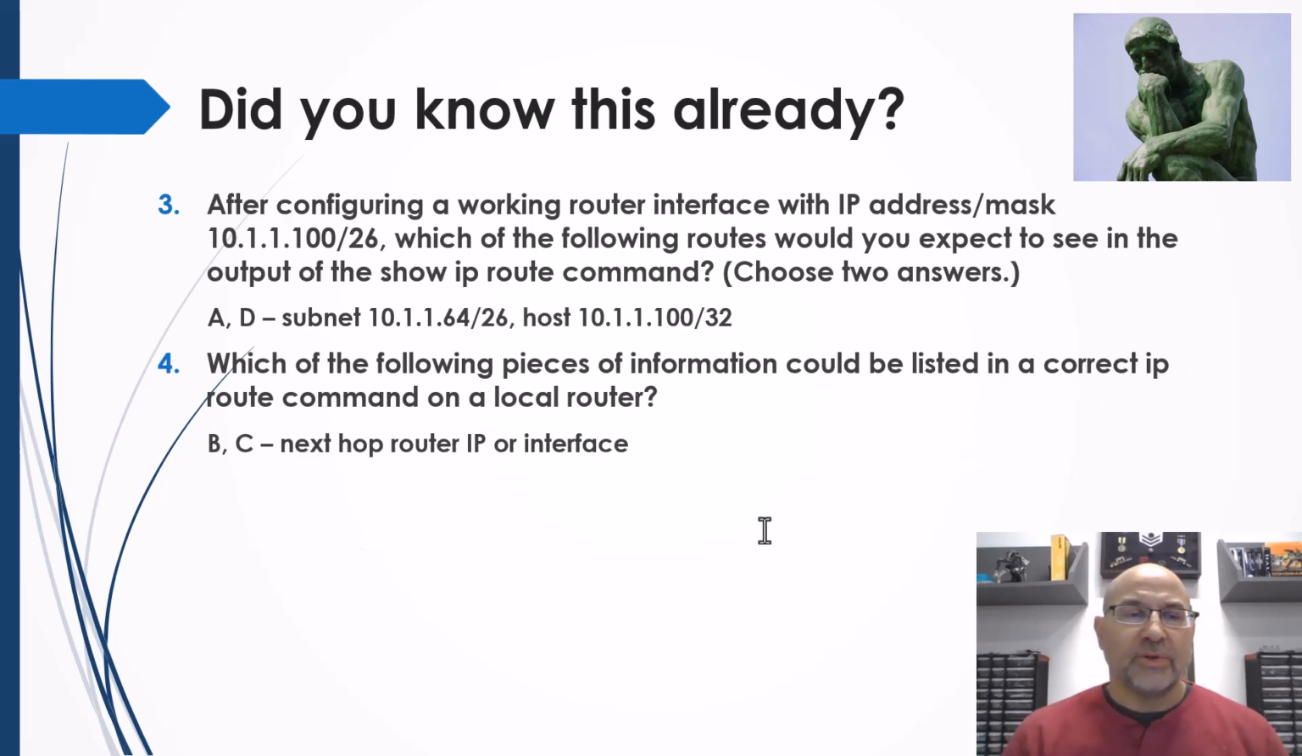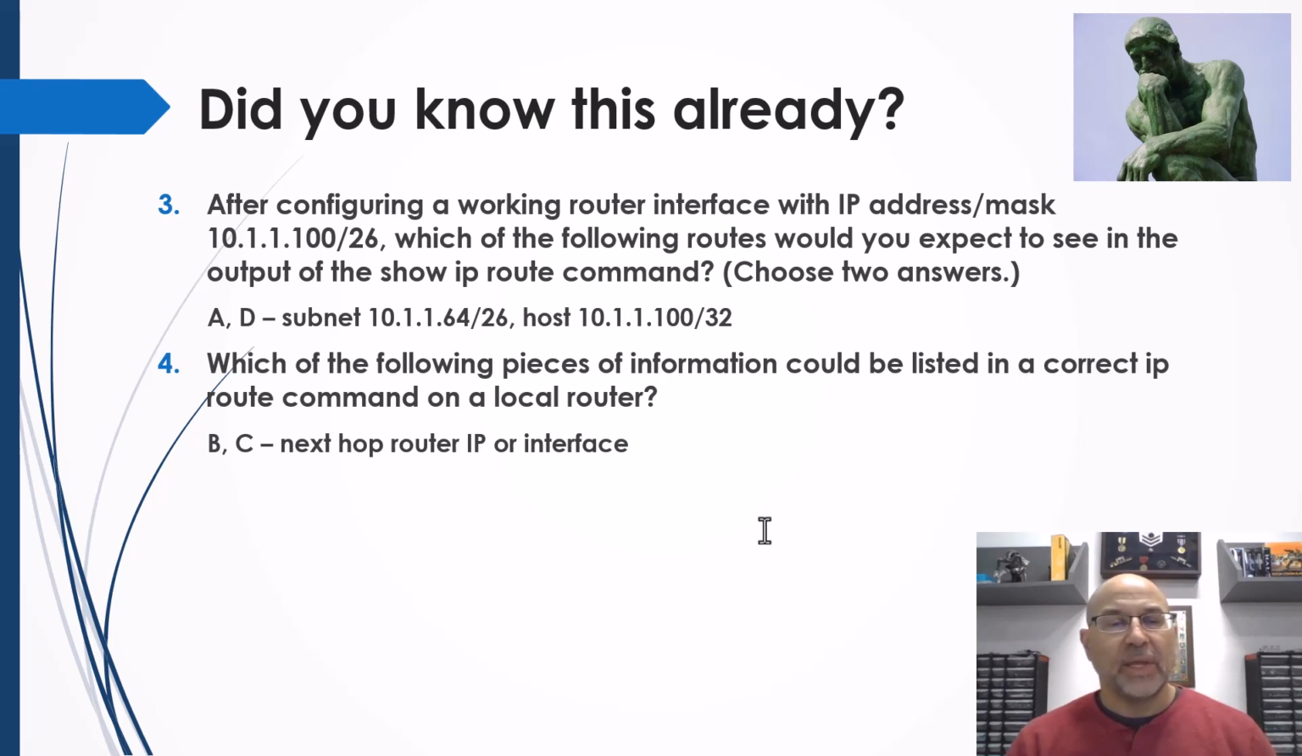So remember that every time you cross a router, you're going to be destroying that Ethernet frame. Question number 3. After configuring a working router interface with its IP address and mask of 10.1.1.100/26, which of the following routes would you expect to see in the output of the show ip route command? Remember that you're going to have one for the network and you're going to have one for the router's IP address. So it makes sense that you're going to have a 10.1.1.100/32, but it also is going to be the network. Well, what's the network with this particular mask? Well, it turns out it's a .64/26, not .100/26.